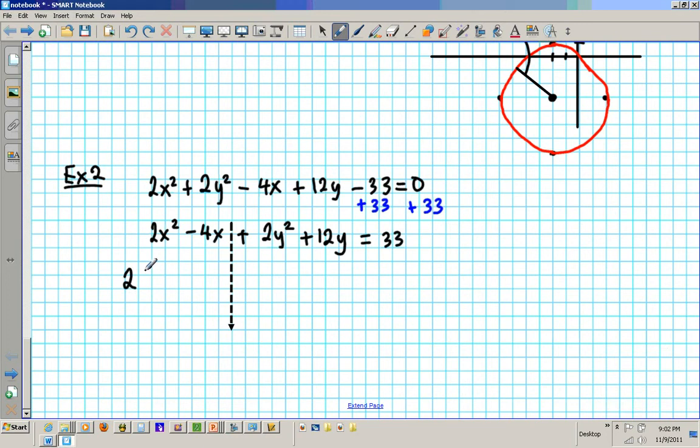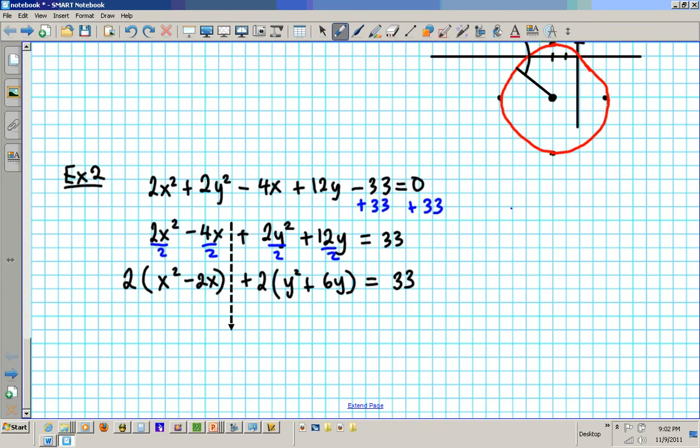Factoring out the 2 basically means that you're dividing by 2, right? So you factor out 2 from this term means you're dividing that by 2, and you factor out 2 from here, it's like you're dividing it by 2. So you're left with x squared minus 2x plus. Same story here, factor out the 2 so that you have y squared standing alone. So divide that by 2, divide that by 2, and then you're going to have y squared plus 6y equals 33. Alright?